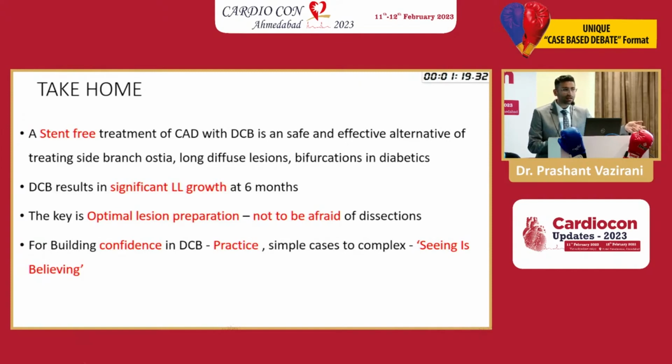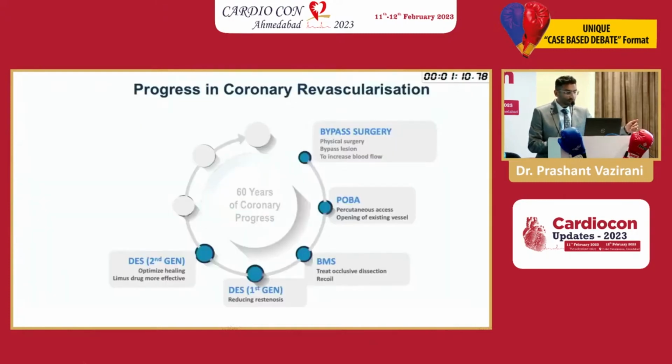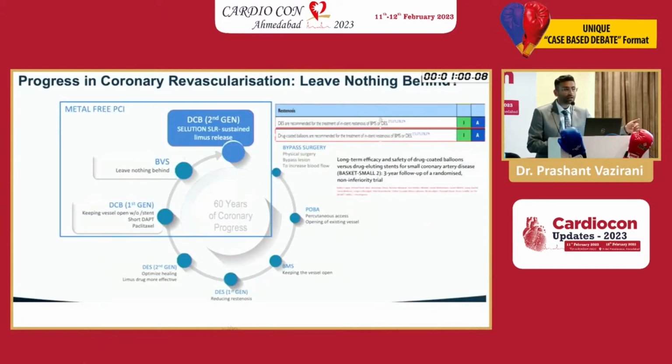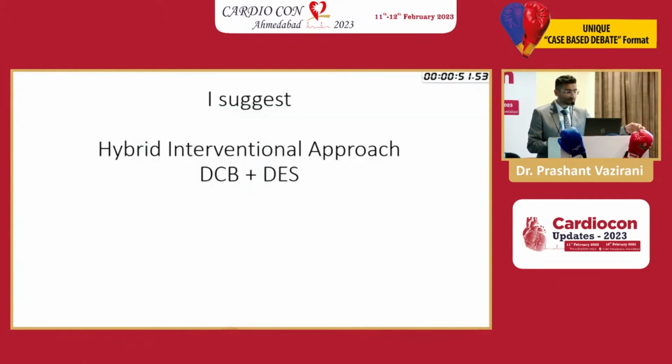I also had initial hesitancy of using the DEB, because just with practice, start with simple cases and then with the complex cases, and then seeing is believing. So we have come a long way of coronary progress in revascularization, from initially only bypass surgeries to POBA to then BMS, then DES, first generation, second generation, and now we have come to our metal free PCIs with DCB first generation, biovascular scaffolds, and now second generation DCBs with sirolimus and solution SLR, as I was mentioning.